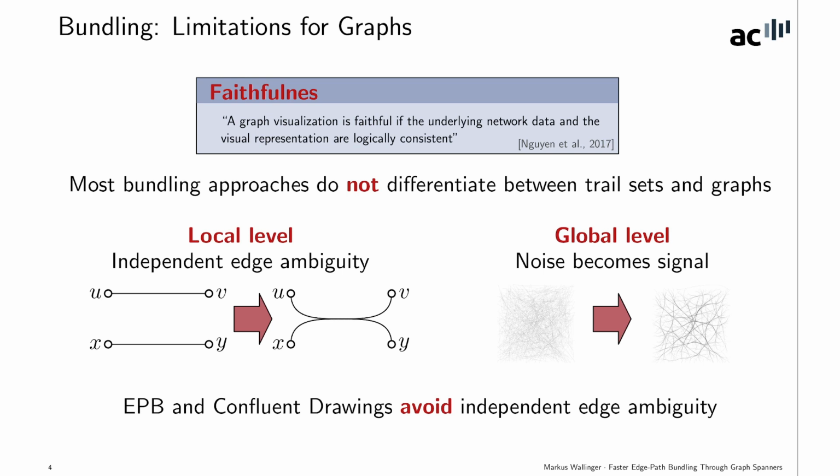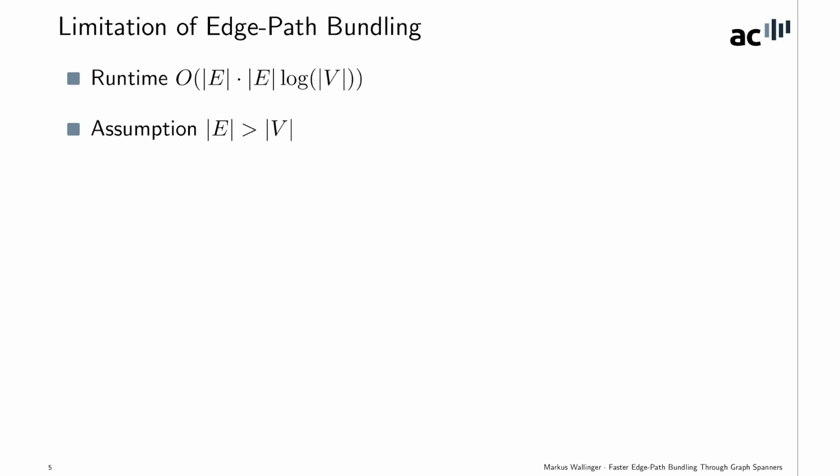A major limitation of edge path bundling is that it is rather slow when compared against other state-of-the-art bundling approaches. This is mainly caused by the fact that we repeatedly perform a Dijkstra's shortest path computation for each edge in the graph. Therefore, the performance of edge path bundling is mainly bounded by the number of edges in the graph. The main motivation of this work was to improve the performance of edge path bundling while delivering a similar visual quality for the bundling itself.